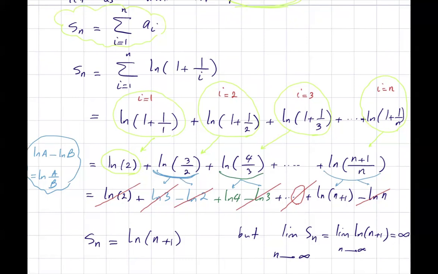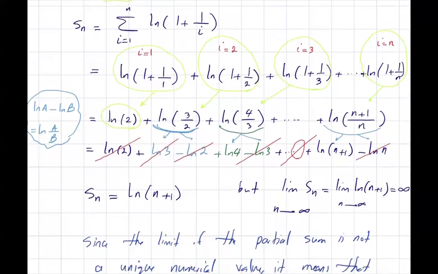But see the pattern, you have some opposite terms. ln of 2 and negative ln of 2, they get canceled out. ln of 3 and negative ln of 3, they get canceled out, and so on. You're left with just one term. This is ln of n plus 1 that is left, right? So you get Sn, which is the partial sum, to be ln of n plus 1.